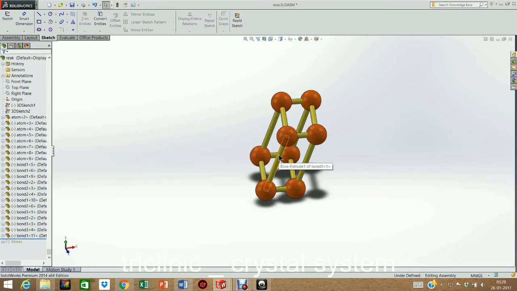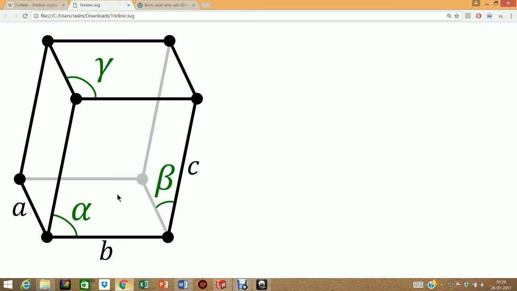Now let's see what a triclinic lattice is. It is one among the 7 crystal systems which are differentiated based on axial lengths and axial angles. A, B, C are known as axial lengths and alpha, beta, gamma are axial angles. How are they differentiated? In triclinic lattices, A, B, C are not equal to each other and alpha, beta, gamma are not equal to each other as well as not orthogonal to each other.